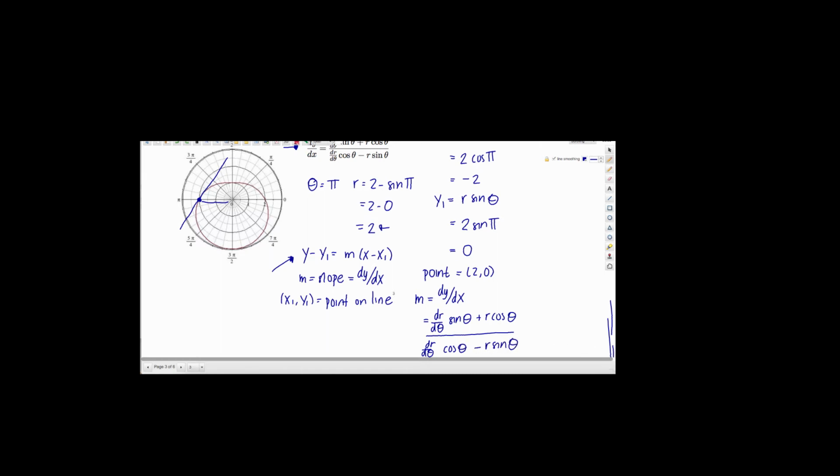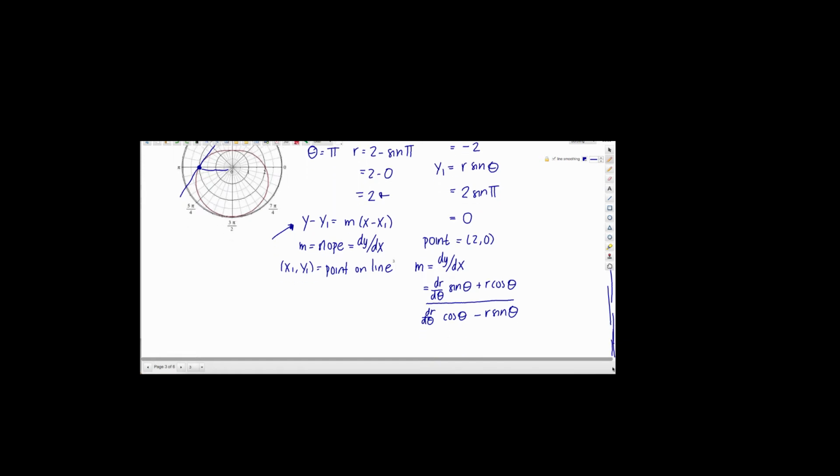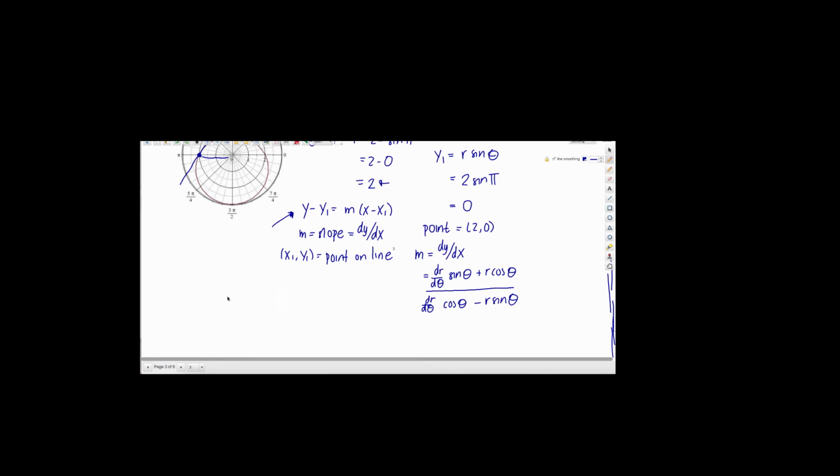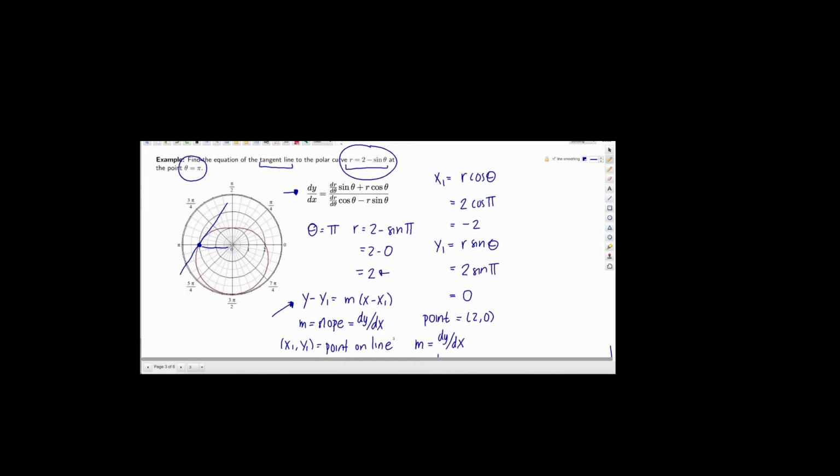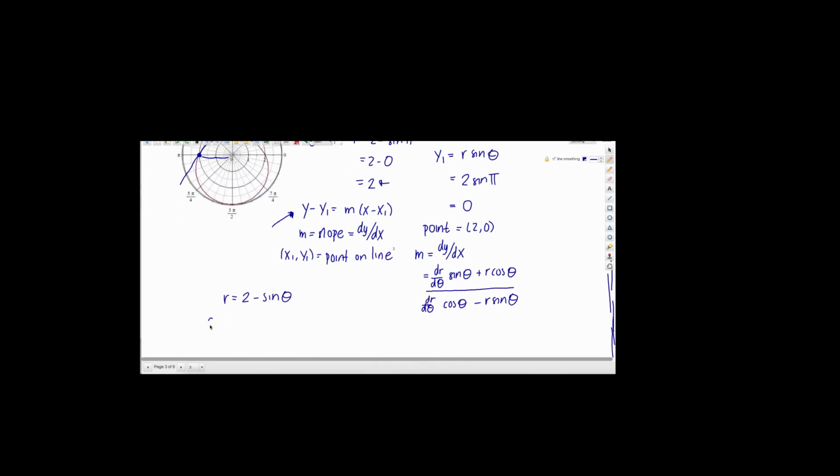So we know r and we know theta. Remember, our r was 2 and our theta was pi. So we need to get dr/d theta. Remember, our curve here is r equals 2 minus sine theta. So that was the curve that we were given. r is 2 minus sine theta. So now we just need to get dr/d theta. So we get dr/d theta is, derivative of 2 is 0, derivative of sine is cosine.